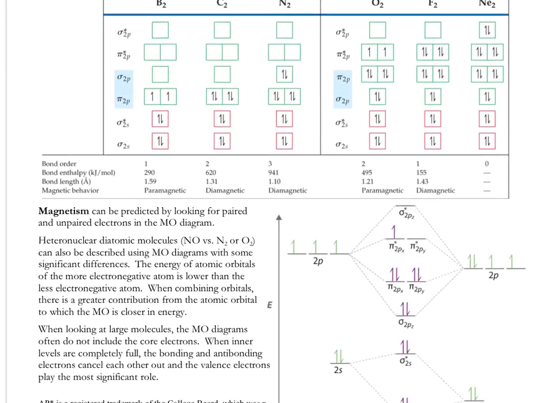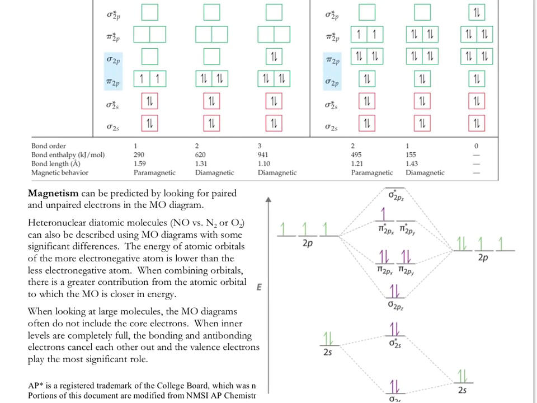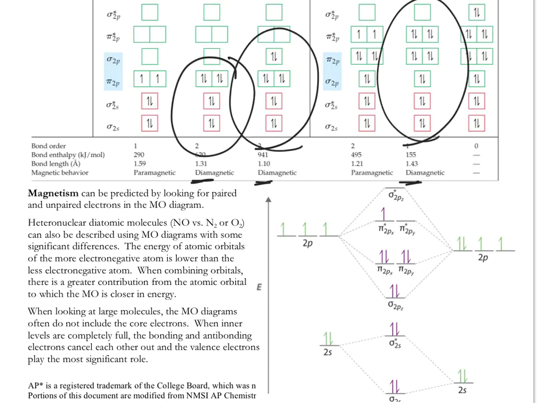The last thing that it has is magnetism. Paramagnetic and diamagnetic are important terms to remember, and with diamagnetic, remember that means the magnetism dies. They are not magnetic at all because all of the electrons are paired up. Even this one would be diamagnetic if it could exist. But when B2 forms, if it forms, it would be paramagnetic.